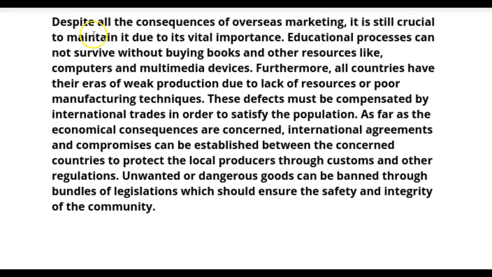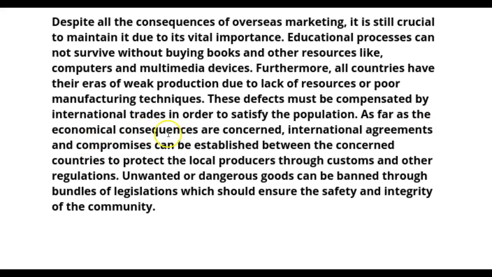So, despite the consequences of overseas marketing, it remains crucial in maintaining educational processes which cannot survive without the purchasing of books and other resources such as computers and multimedia devices. Furthermore, all nations experience periods of low production due to a lack of resources or poor manufacturing techniques. These shortcomings must be compensated for by international trade in order to satisfy the population's need for goods.